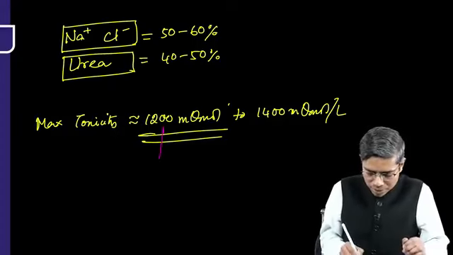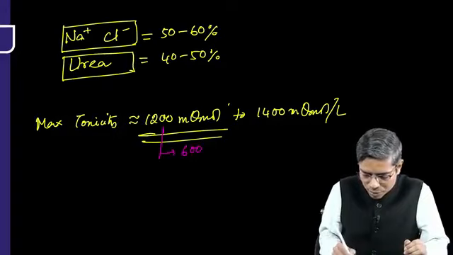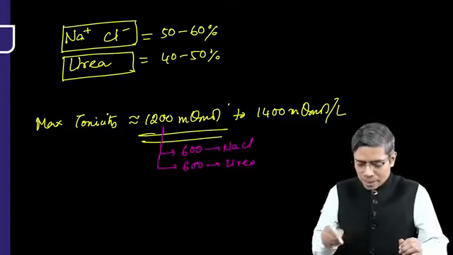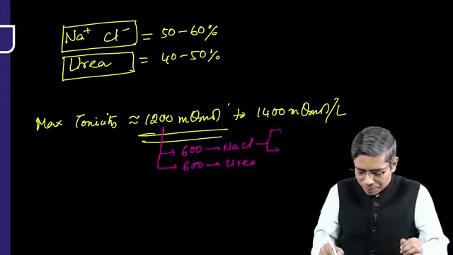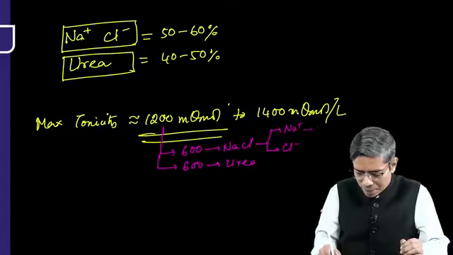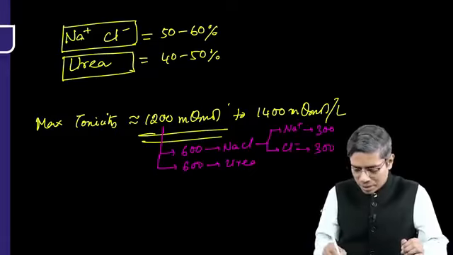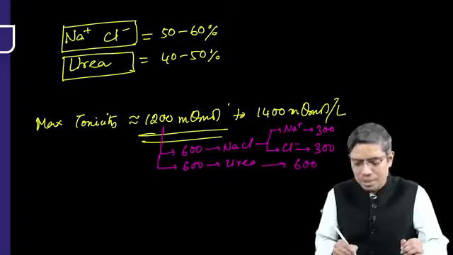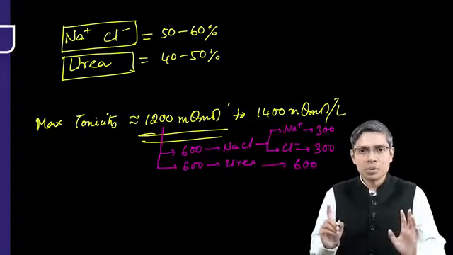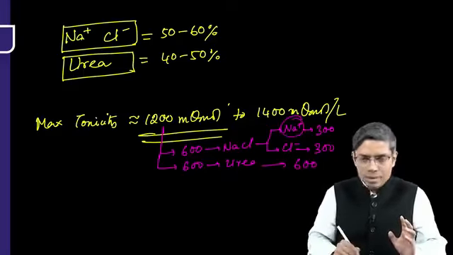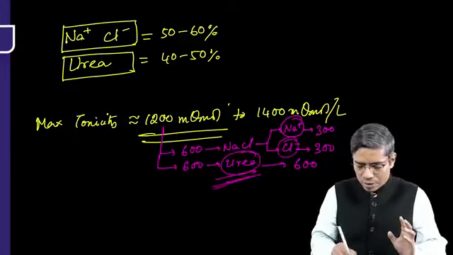So if I divide this 1200, 600 milliosmol is due to sodium chloride in combination, NaCl in combination, and 600 is urea alone. But if you separate sodium and chloride, sodium will be responsible for 300 milliosmol per liter, chloride will be responsible for another 300, and urea will be responsible for 600. So if the question is like this, which of the following is the most important substance for medullary hypertonicity? Sodium, chloride, or urea? Your answer will be urea.